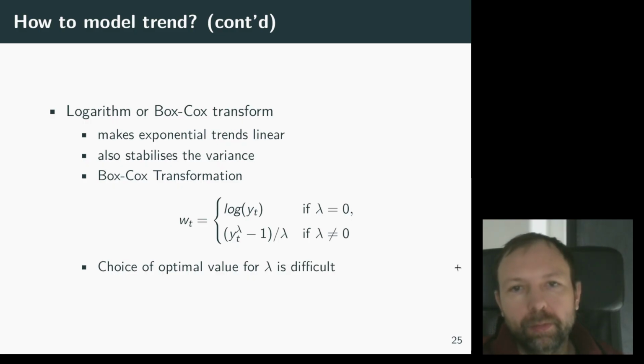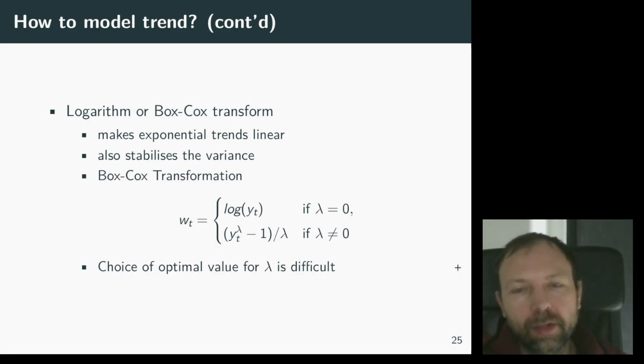Well, I've already told you that to get rid of exponential trends, you do a logarithm. It turns out a logarithm is a very strong transform. So logarithm or Box-Cox transform, right? It makes exponential trends linear. That's great. It also stabilizes the variance.